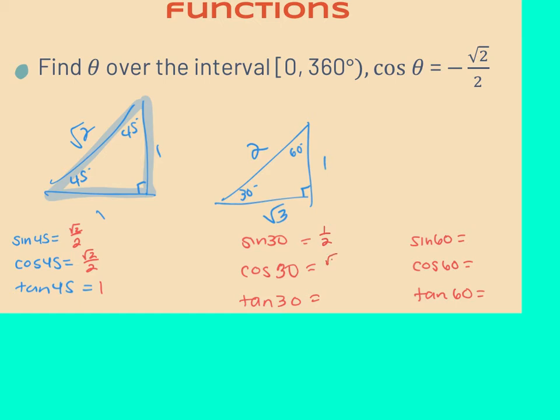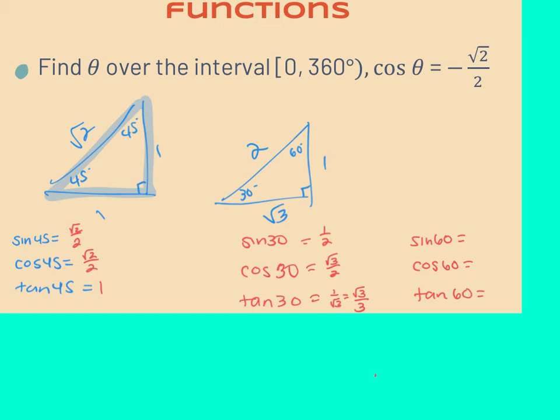Cosine would be root 3 over 2. And tangent would be 1 over root 3, which becomes root 3 over 3. Why do we do both triangles if we know it's 45, 45? My recommendation is you learn both triangles to help you with this kind of question. If I was just focusing on this question, I wouldn't need the second one. But I would learn both because you're going to get more than just this question.